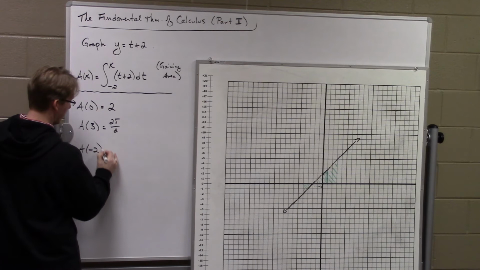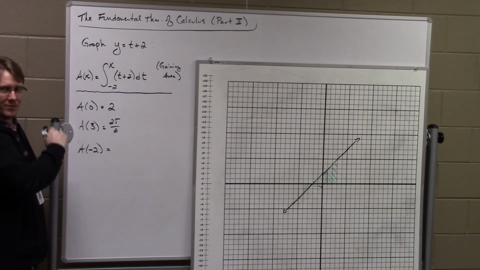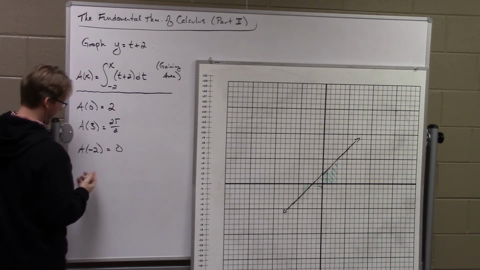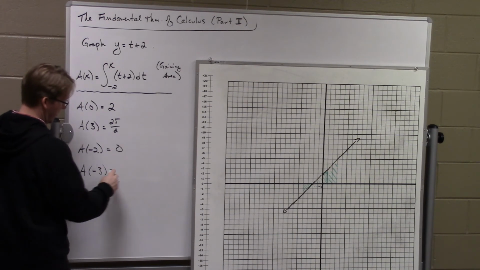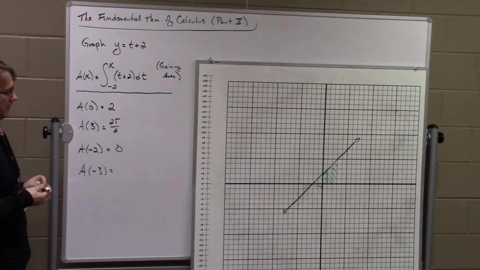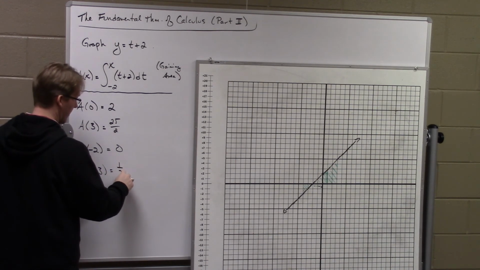A of -2. We stop at -2, so it would be 0. Got it. A of -3. Half. You're technically losing the negative area, so it will be positive, and it's only a little half a sliver square there, so positive 1/2.